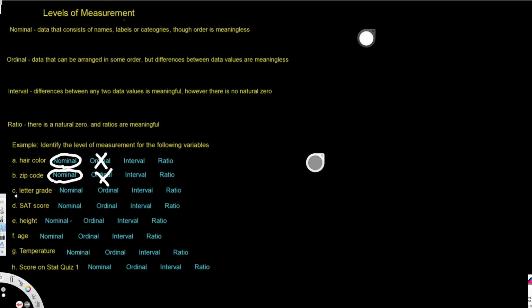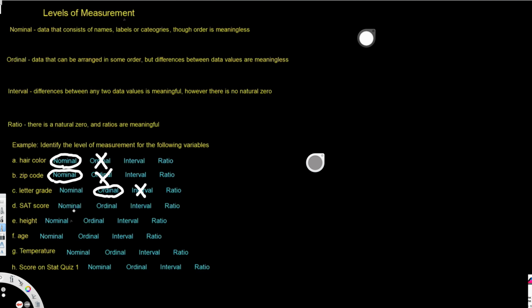Now let's look at the third one, letter grade. This is nominal, right? Because we have A, B, C and different categories. Is it ordinal? Yes. There are letter orders like A, B, C. It represents something, right? So this is ordinal. And let's look at the interval. Difference between any two data values is meaningful. For example, if we have A grade and B grade, if you take the difference between the A grade and B grade, does it mean something? It's not going to mean anything, right? So it's not going to be interval. So we stop right there and ordinal is going to be our answer.